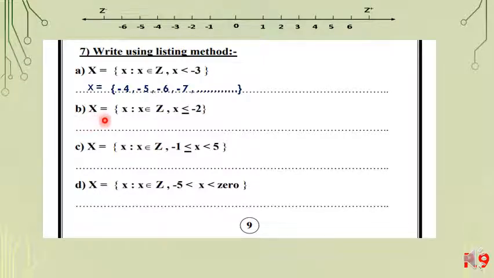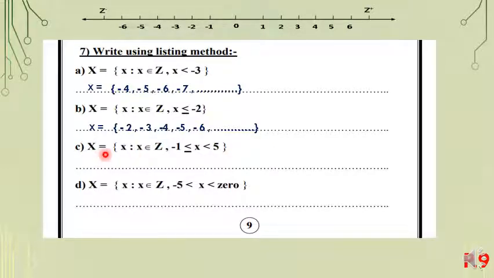Letter B, x equal x such that x belongs to z and x less than or equal negative 2. Less than or equal negative 2 means that negative 2 is with us in the answer. So x equal, open braces. Here we have less than or equal negative 2. I'm going to start with negative 2. What are the integers less than negative 2? We have negative 3, negative 4, negative 5, and so on. So x equals negative 2, negative 3, negative 4, negative 5, and so on. And don't forget to close the braces.